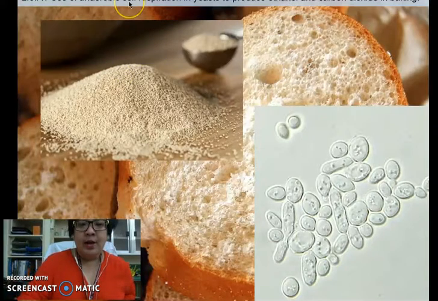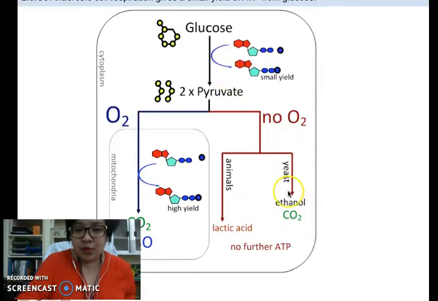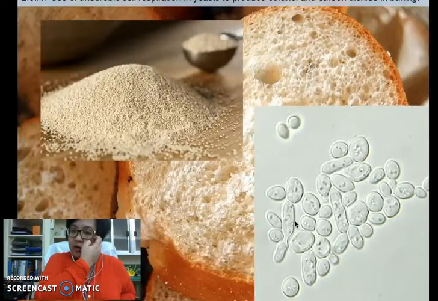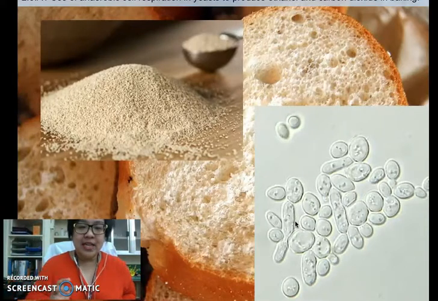Okay, and as I've mentioned, if they respire, they produce either ethanol or CO2. So how do we take advantage of that in making bread? What we normally do is we mix our flour, we sprinkle it with yeast, we set it aside, we let it rise, R-I-S-E.